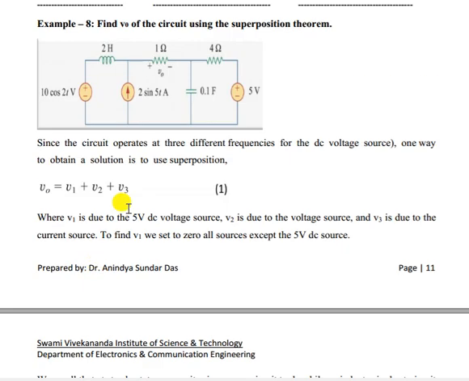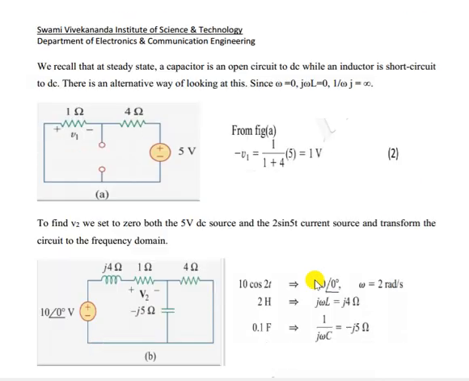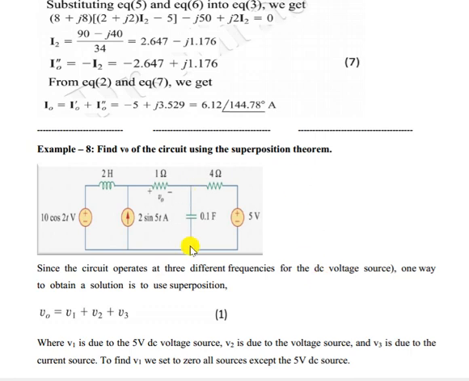So V1, that is across this 1 ohm resistor, will be what? Nothing but 5 volt into 1 divided by the total resistance 4 plus 1, by the voltage divider rule. That will be with a minus sign, because this is minus to plus and the voltage source here is plus to minus. So V1 will be minus 1 volt. Okay, and this is a DC source.